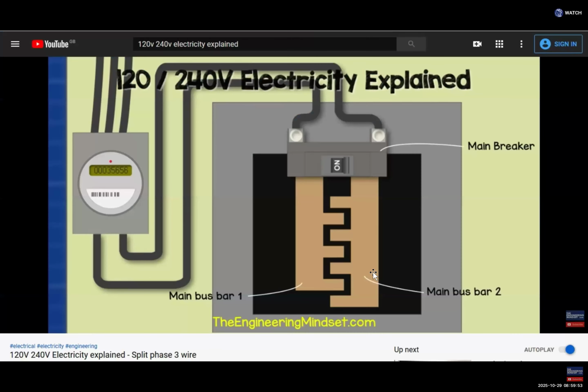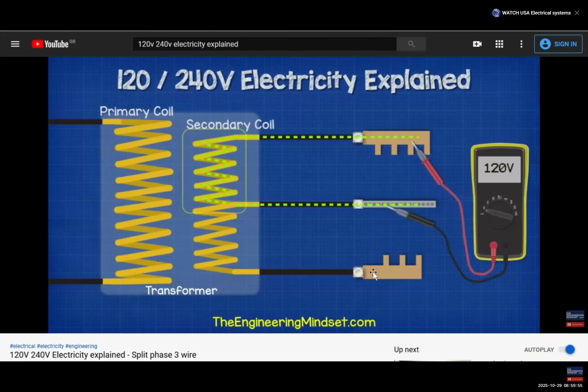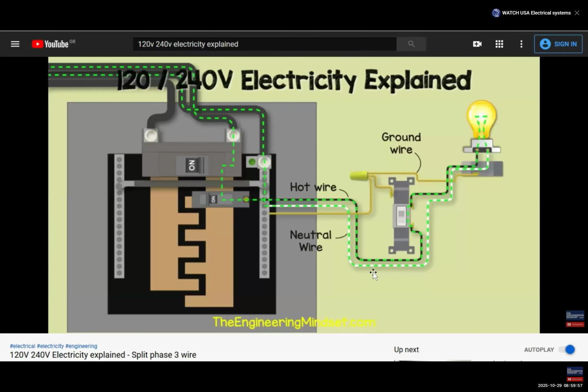We've covered how split phase electricity works in detail in our previous video. Please check that out, links down below.